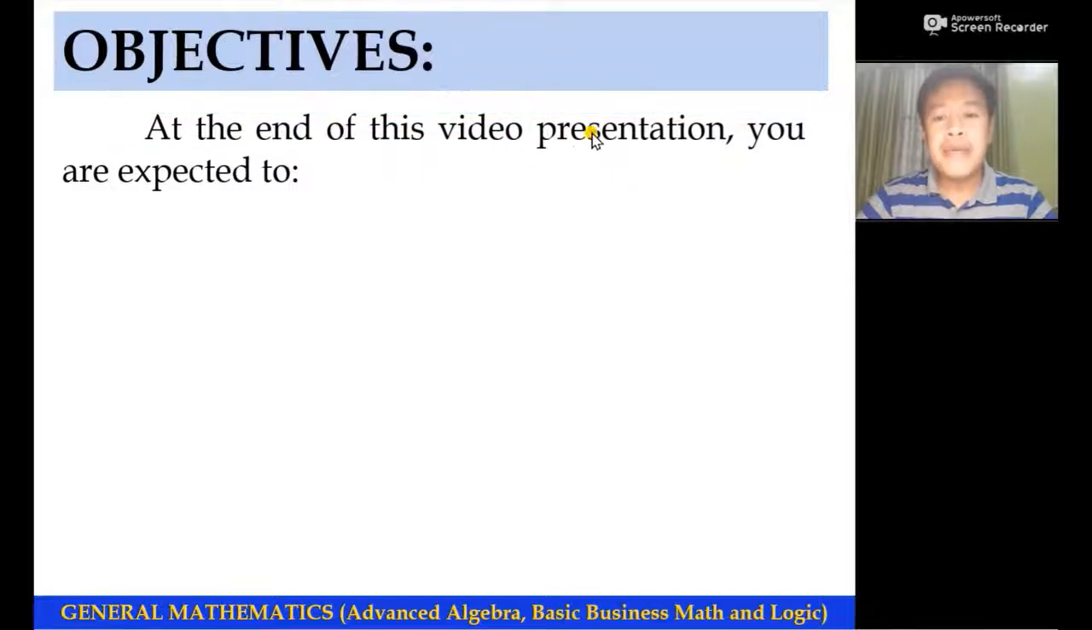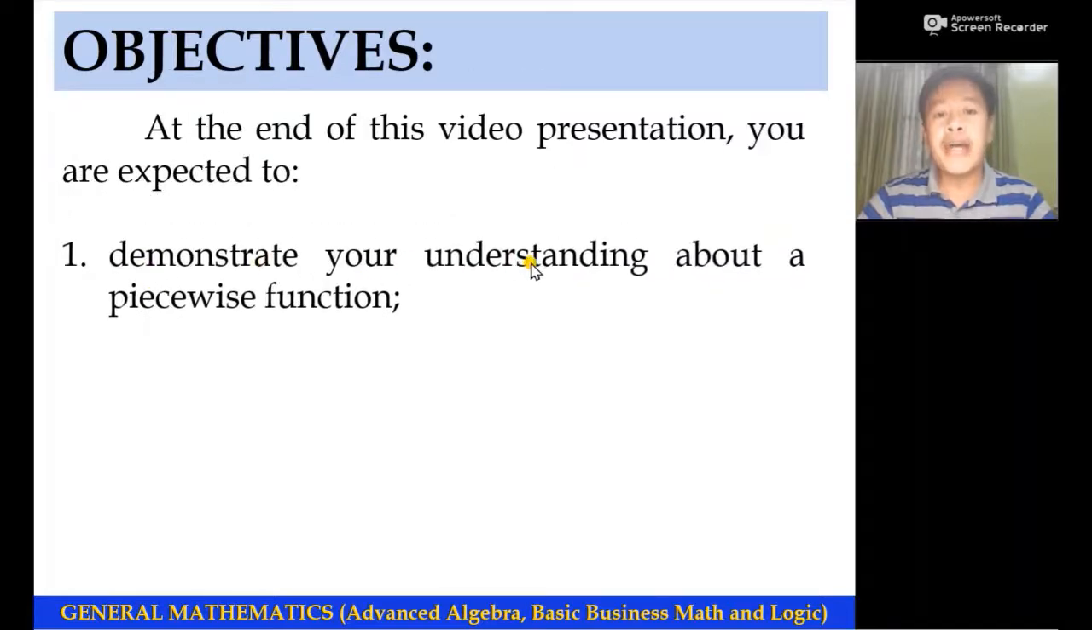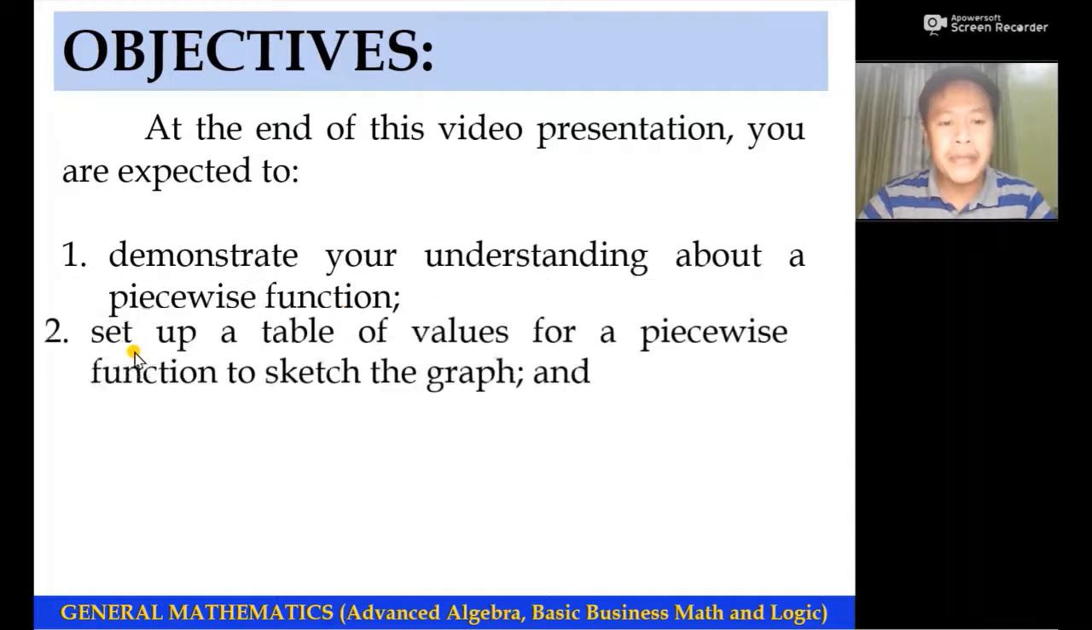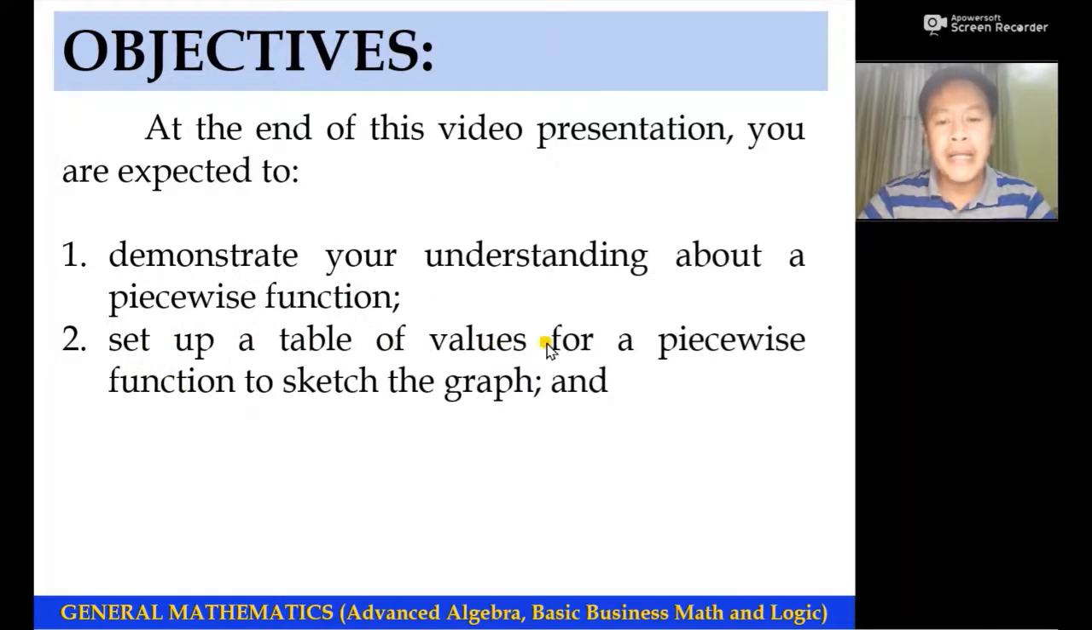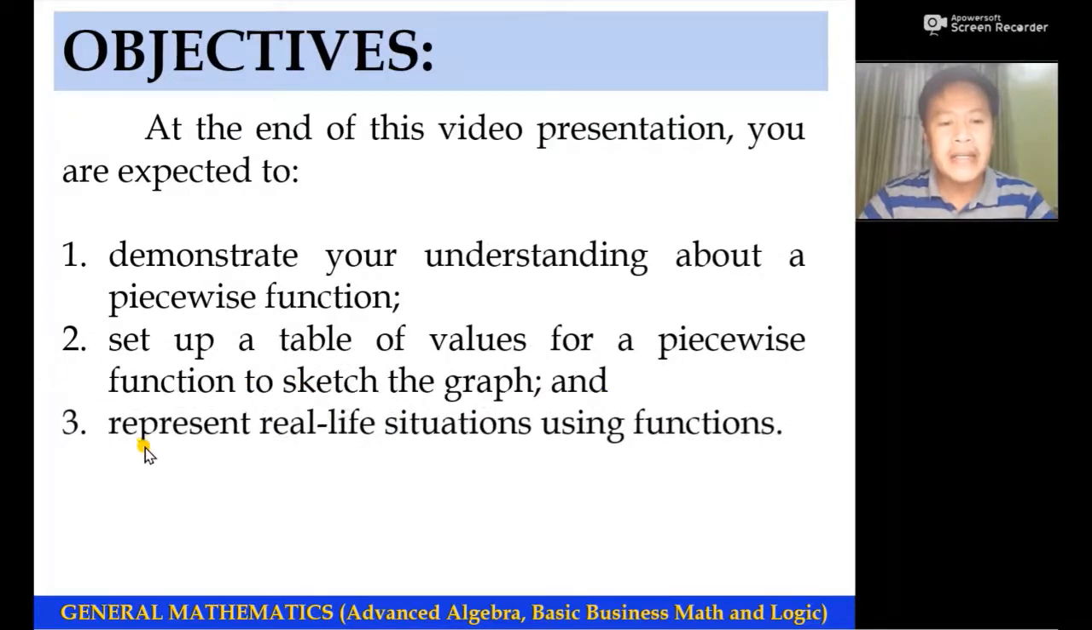At the end of this video presentation, you are expected to, number 1, demonstrate your understanding about a piecewise function. Number 2, set up a table of values for a piecewise function to accurately sketch the graph. And number 3, represent real-life situations using functions.